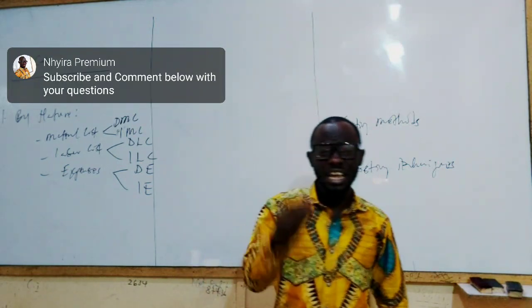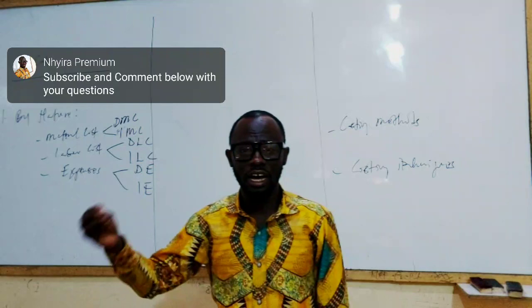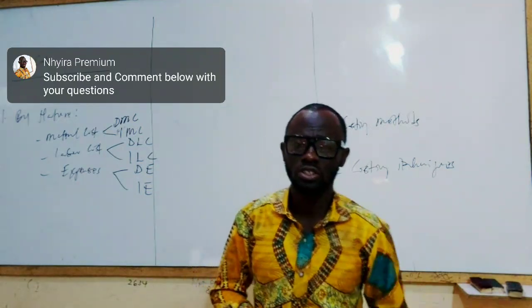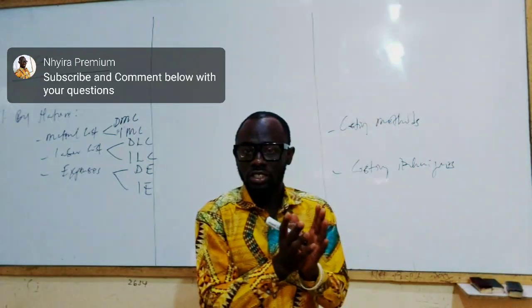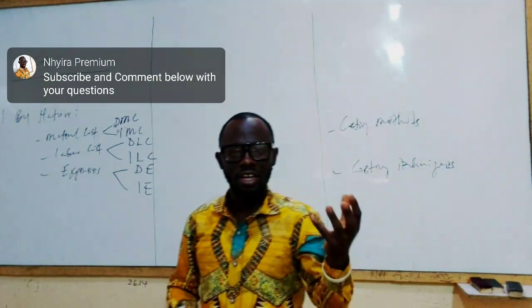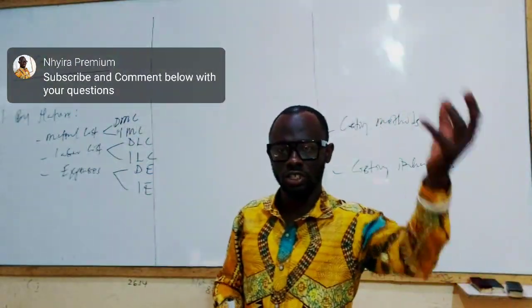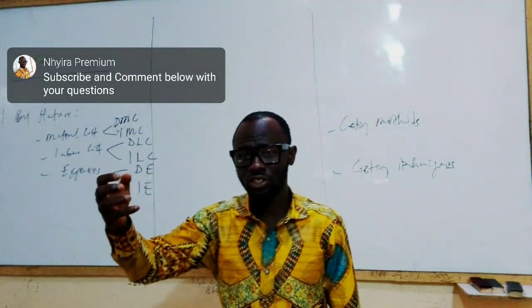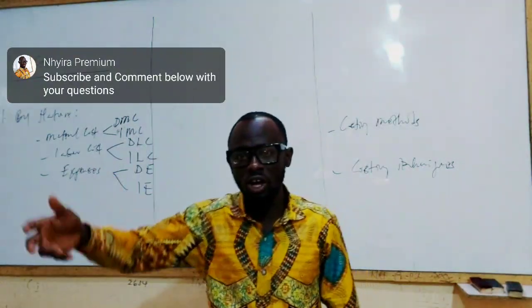Uncontrollable. Then the fourth distinction that we will have between direct cost and indirect cost is that direct cost takes a greater percentage of the total cost of a product or a service, whilst indirect cost takes a lesser percentage of a particular product or a service.